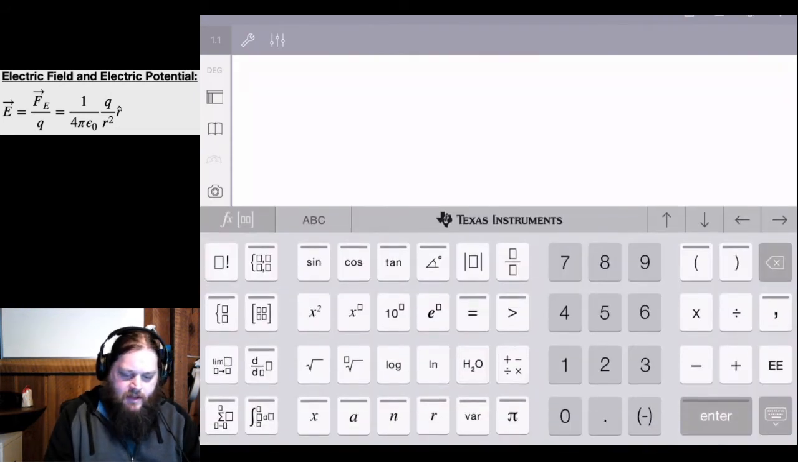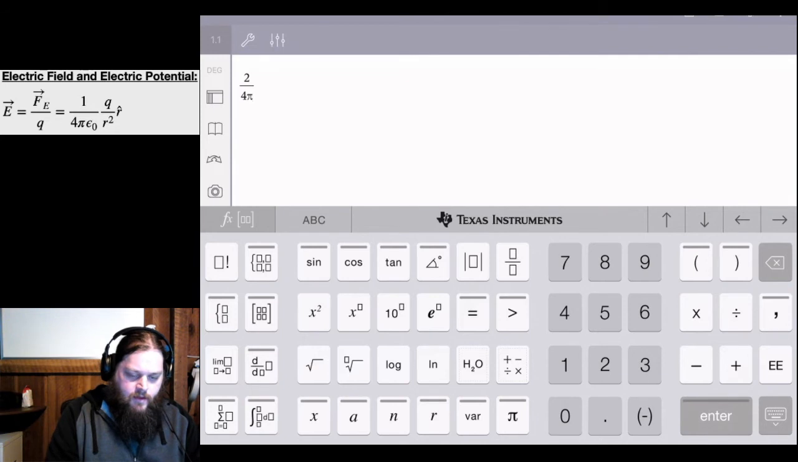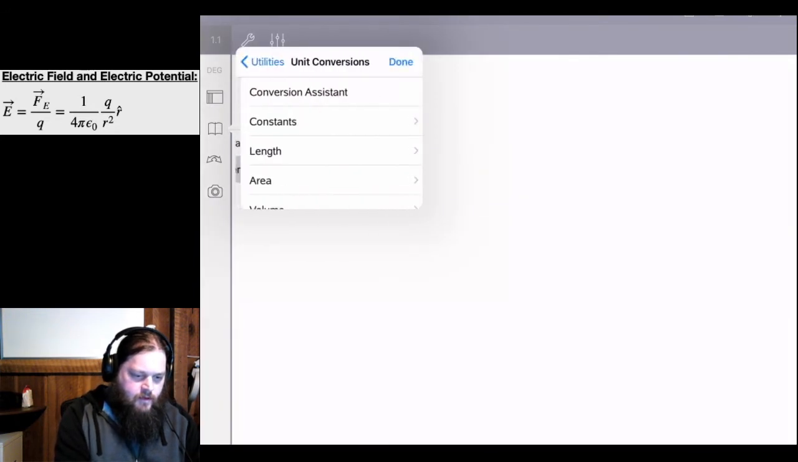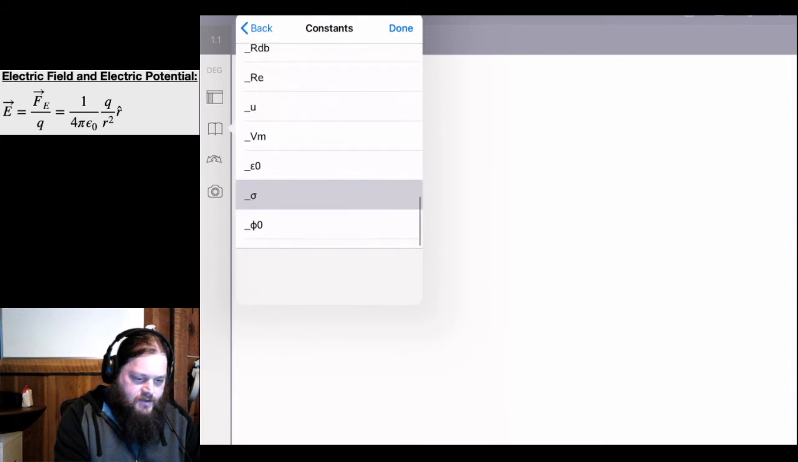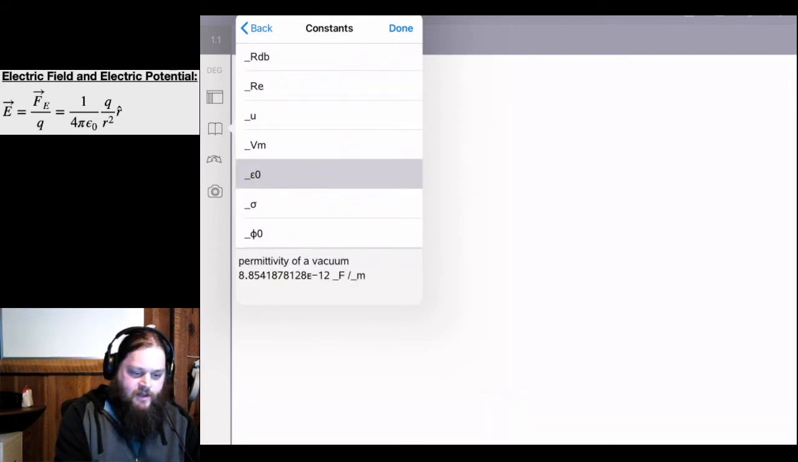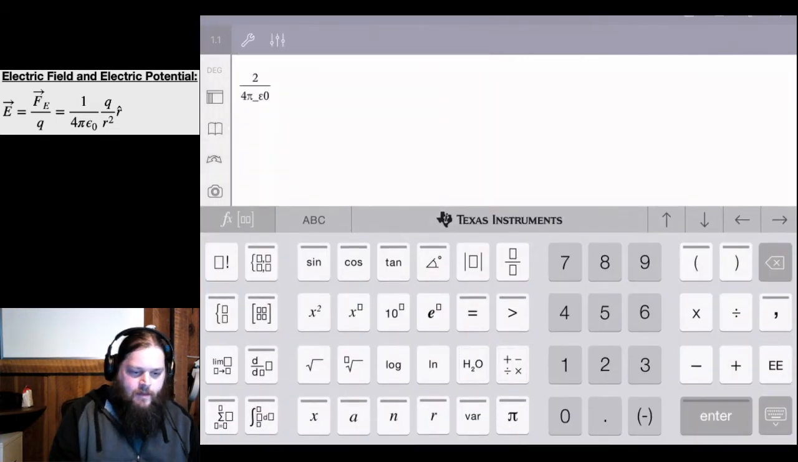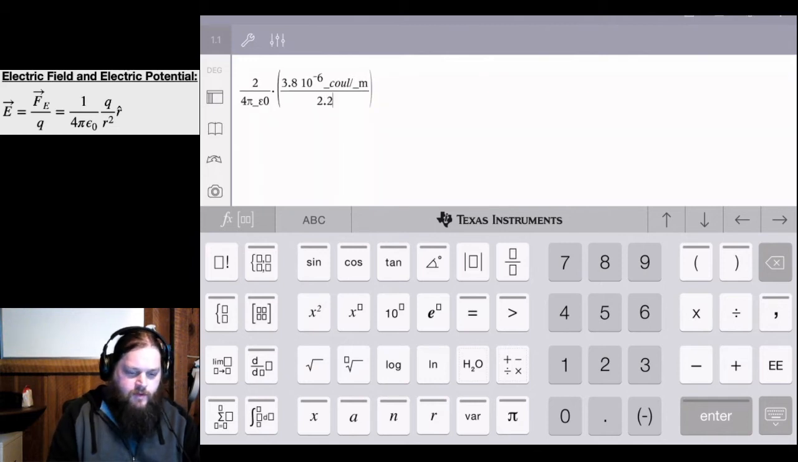I'm actually going to write this out as 2 over 4 pi epsilon naught. Unit conversions, constants. I have all these constants in this calculator. It's wonderful. And there's epsilon naught. The value is 8.854 times 10 to the negative 12. And the units for that is kind of force meters. And then we're going to multiply that times 3.8 times 10 to the negative 6. I'm actually going to put my units in here. These are coulombs per meter. And we're going to divide that by 2.2 meters.